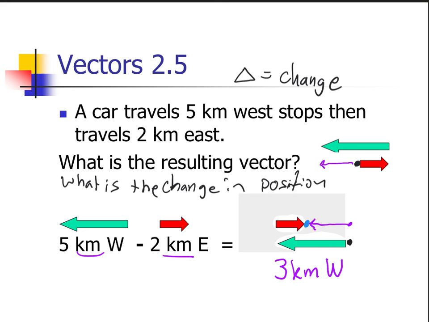Which brings us to another point that ultimately, if you add your vectors correctly, it actually doesn't matter the order in which you do them. They should equal the same. They should both equal 3 kilometers west. Now, if you're looking at this on a number line, it would be a negative 3 kilometers.